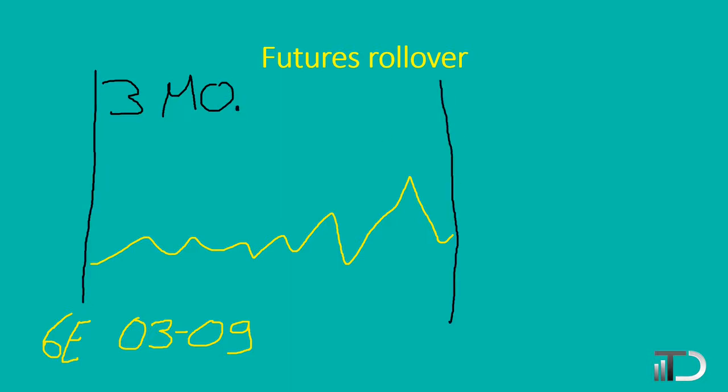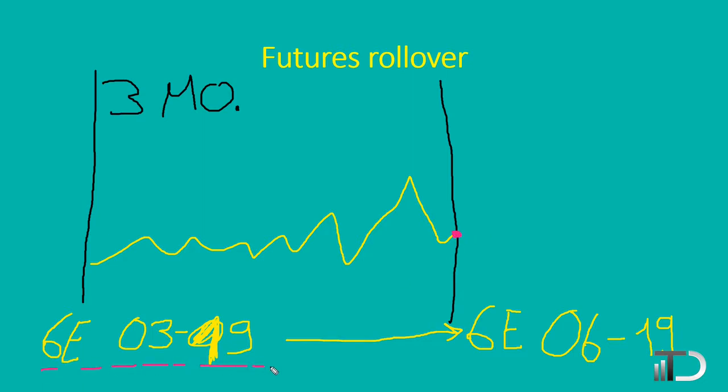Now, the next symbol which you will roll over to will be this one. There should be 1 instead of the 0. It's the March contract of 2019. And this one is the June contract for 2019. So you roll from this one to this one. This is where the chart ends for this period, but the next period will start at a different place. We'll start, for example, here.